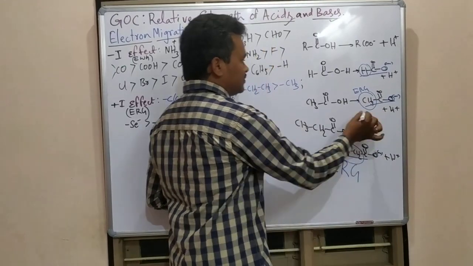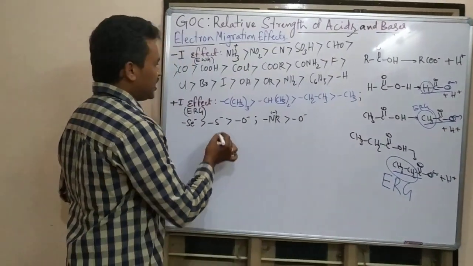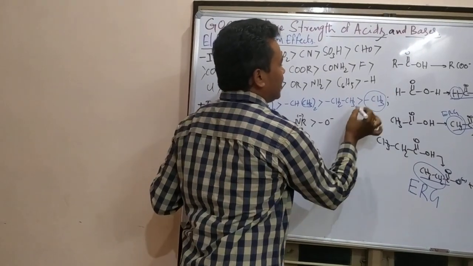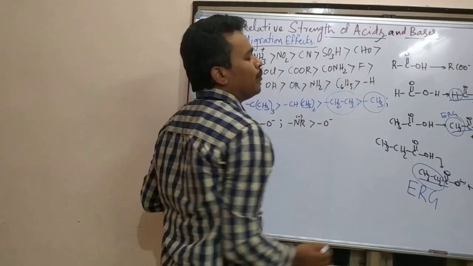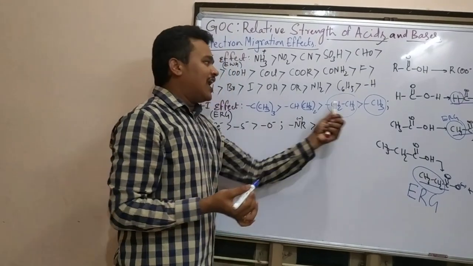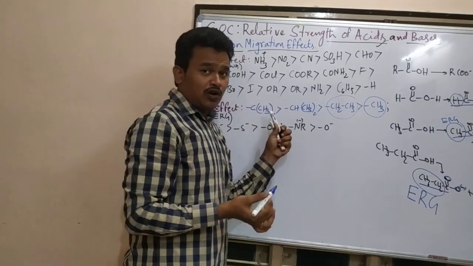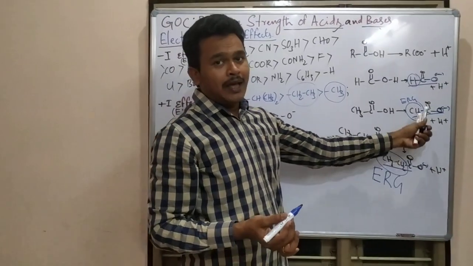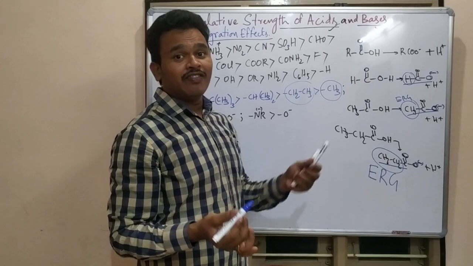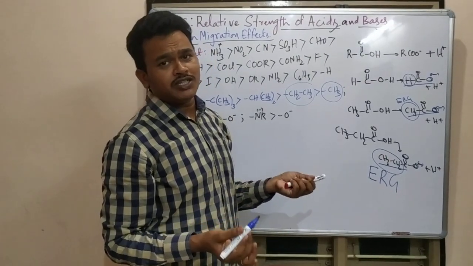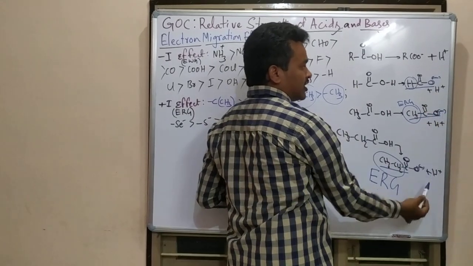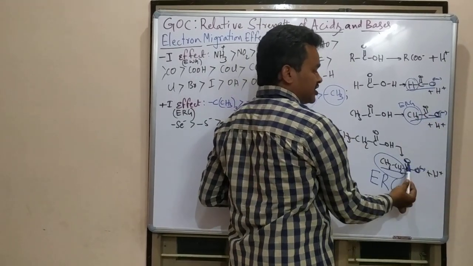Comparatively, out of these, which is more electron releasing? Here we are going to check, comparatively, that with one methyl, the ethyl group is more electron donating. That is why this order is important. Based on this order only, I can check the stability. Based on the carboxylate ion stability only, I can check the strength of an acid, which is more acidic and which is less acidic.